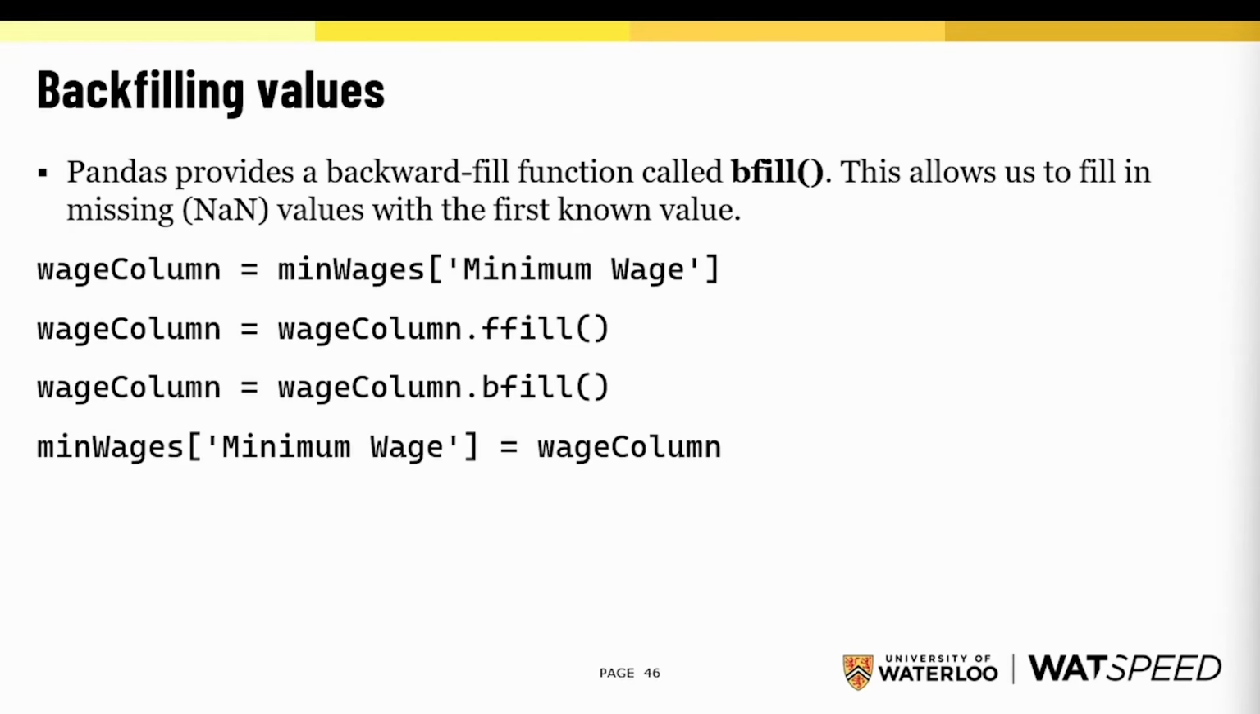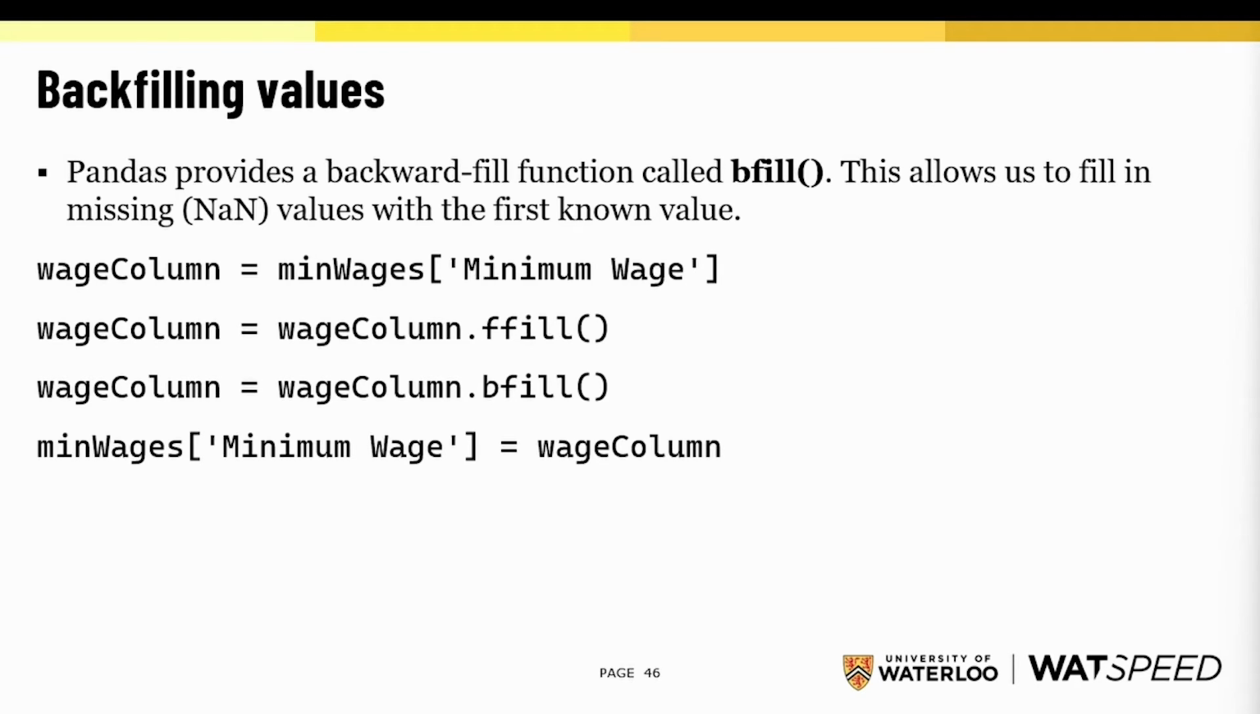Just like we're able to do forward fill, there's also a backwards fill function that allows us to fill in missing values with the first known value. So how can we do forward fill and back fill together? Well, first we do our forward fill, then we do our B fill, our back fill, and then we can put our wages back into the minimum wage column.